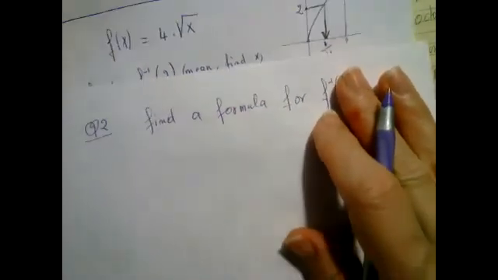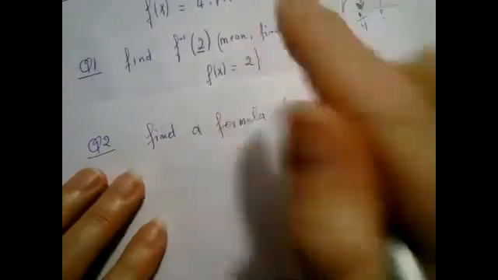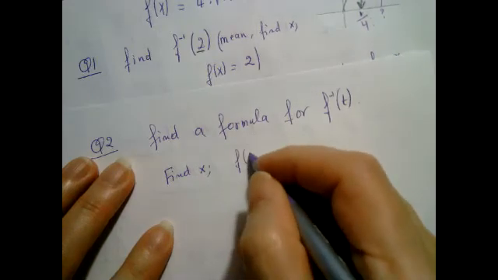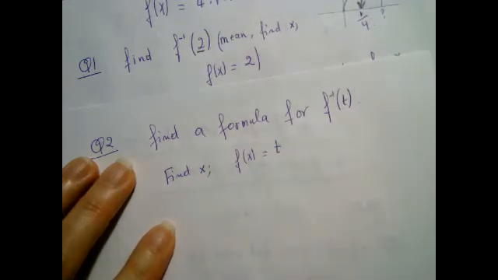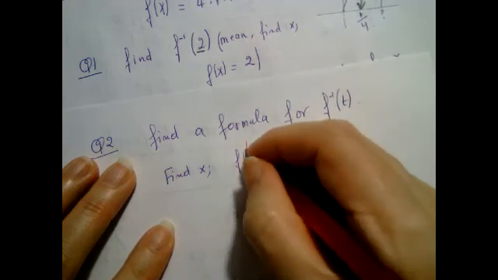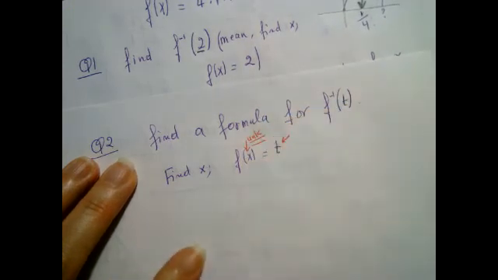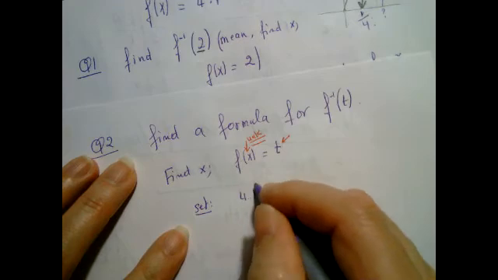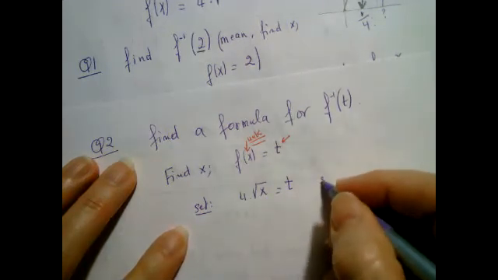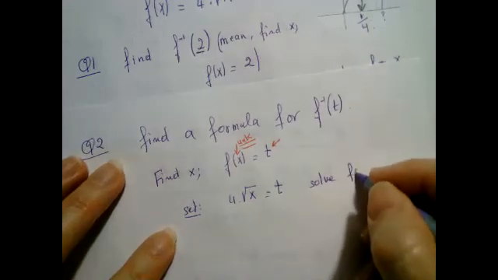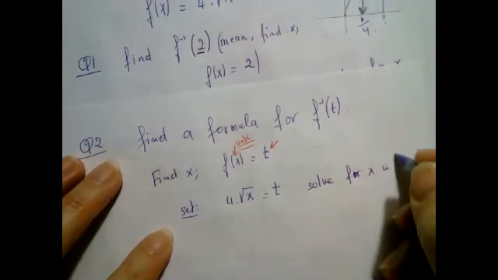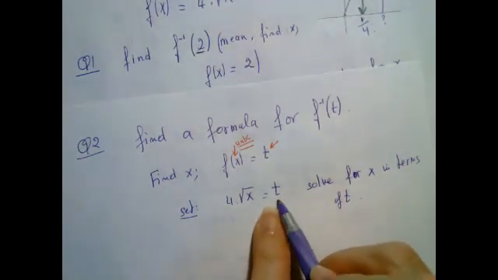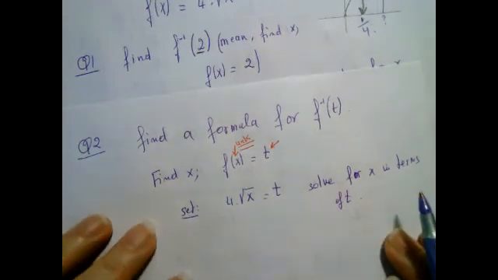So how are we going to do that? Find f inverse, it means, again, verbatim, you're going to find x such that f of x equals t. So now x is my unknown. I'm after my x. So how do we do that? We're going to set f of x equal to t and solve for x. x is my unknown in terms of t. So instead of putting 2 here, I'm going to put t, and I'm going to solve everything in terms of t.